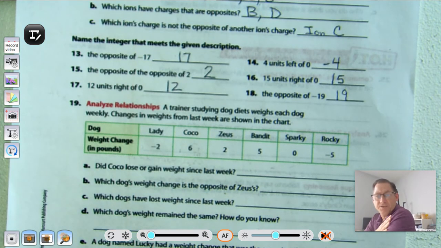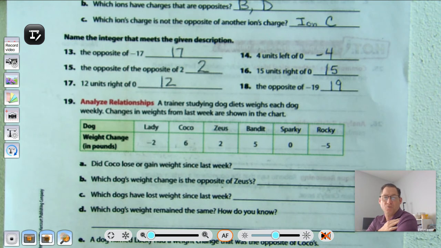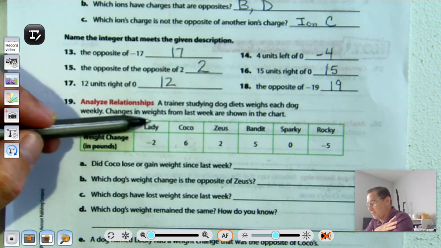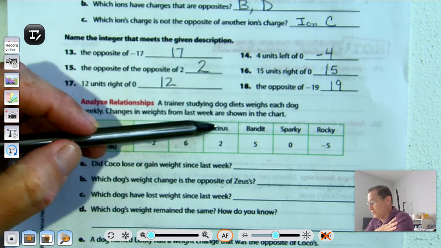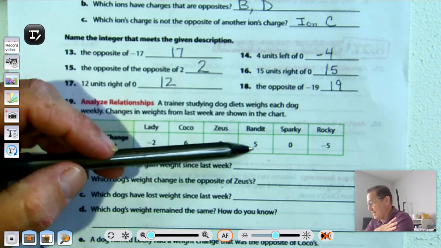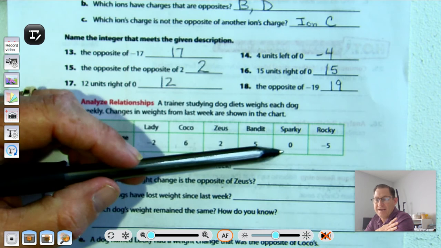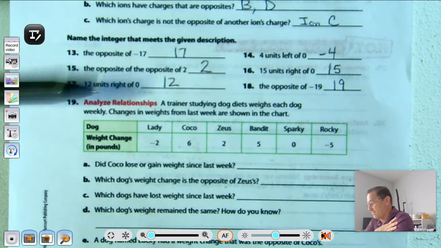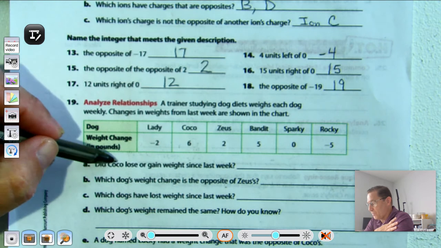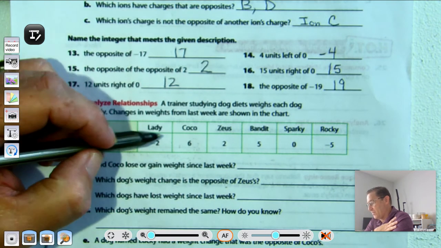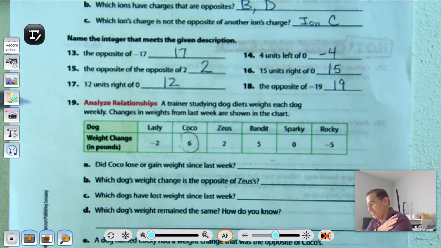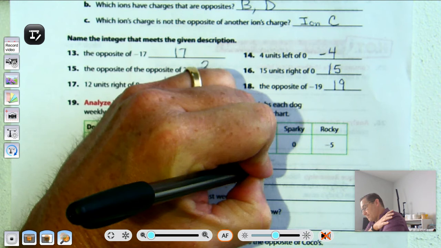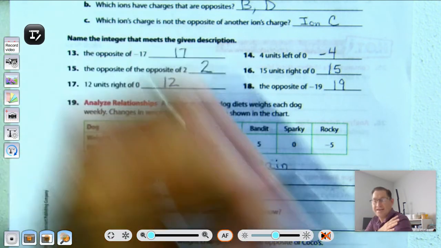So, a trainer studying dog diets weighs each dog weekly. Changes in weights from last week are shown in the chart. So, we have dog Lady lost 2 pounds, negative 2. Coco gained 6 pounds. Zeus gained 2 pounds. Bandit gained 5 pounds. Sparky didn't gain or lose anything. And Rocky lost 5 pounds. So, did Coco lose or gain weight since last week? So, we find Coco, and we see that it doesn't have a negative in front of it. So that dog had a gain.